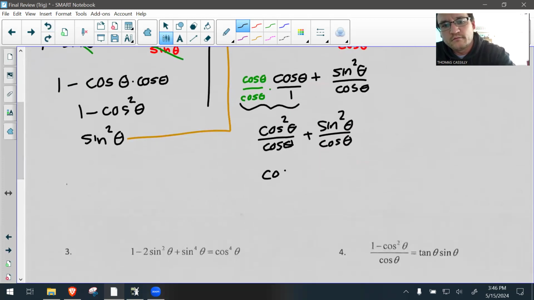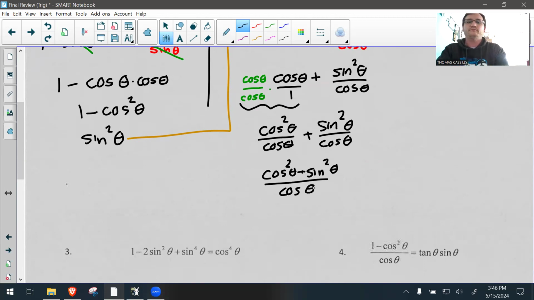Cosine squared of theta plus the sine squared of theta, that is all over a single cosine of theta, right? Those are common denominators, so you can stick them all together. Now, here is our first Pythagorean identity. This thing is equal to 1, right?